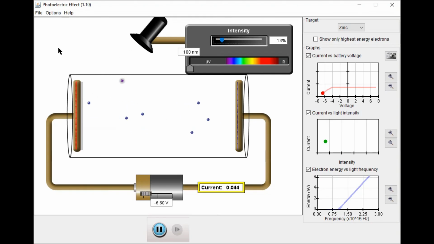So I realize that I've babbled a little bit, and it's a lot to go through all at once, but hopefully you're able to take some of those things away. And hopefully looking at the simulation a little bit helps you understand the photoelectric effect a little bit better.